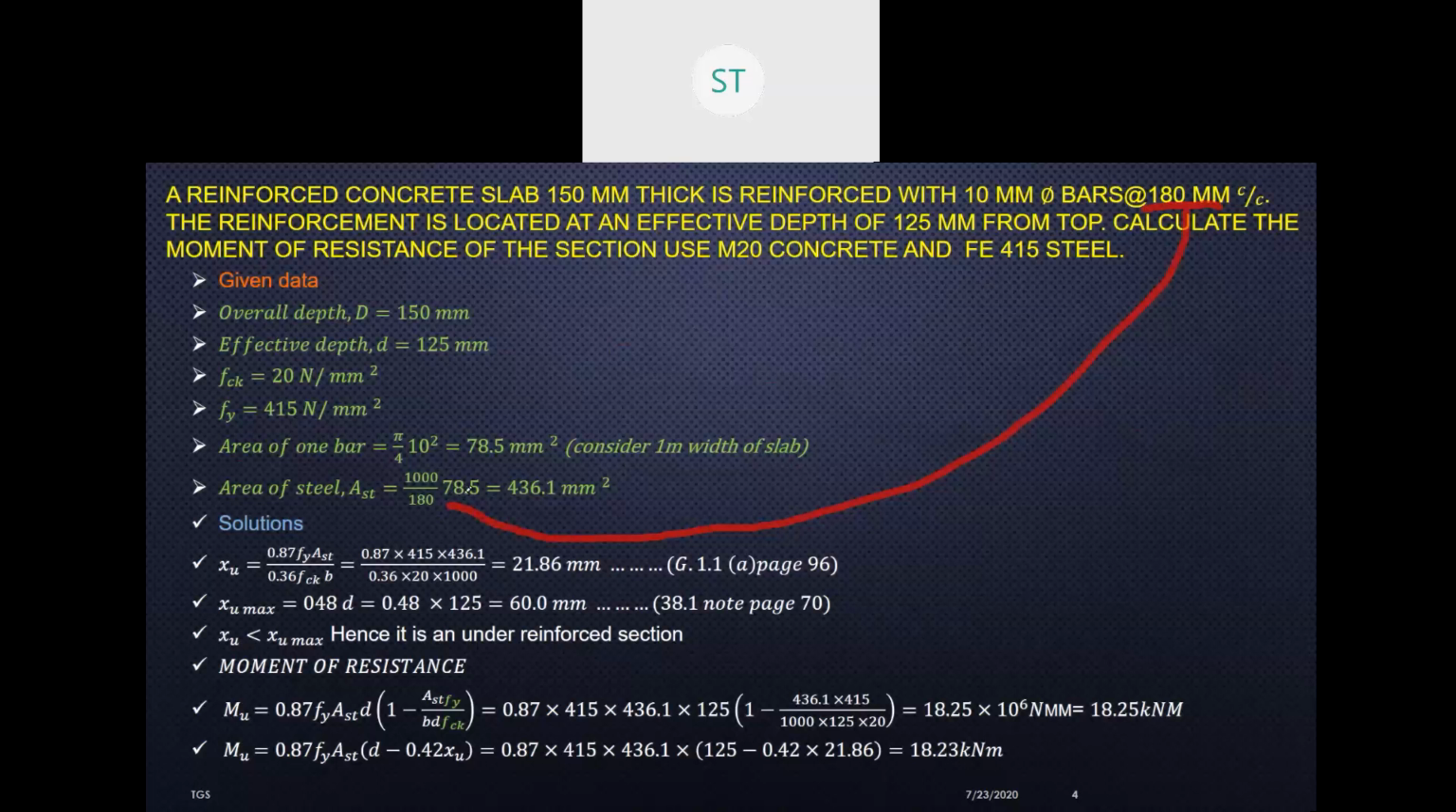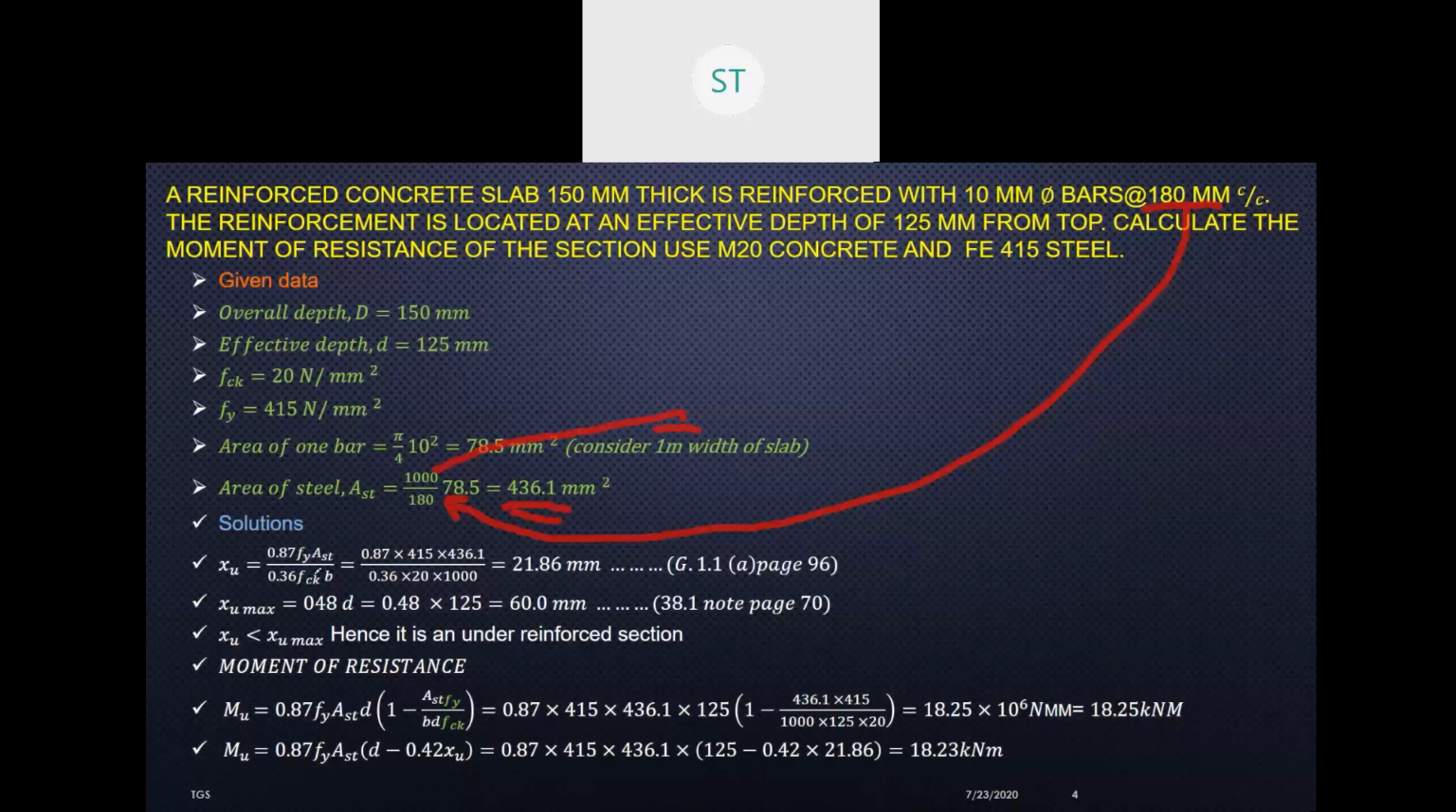180 spacing, and for 1 meter it is converted to millimeter. 180 is millimeter, so 1 meter converted to 1000 millimeter. So 1 meter divided by the spacing, we get the number of bars. Number of bars into area of 1 bar is equal to the total area of bar in 1 meter.